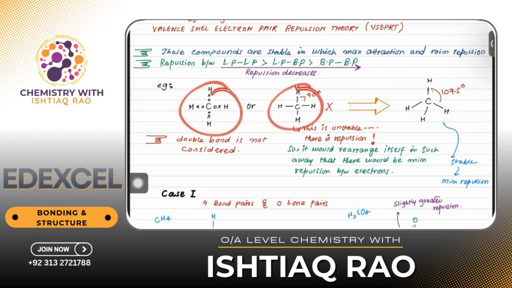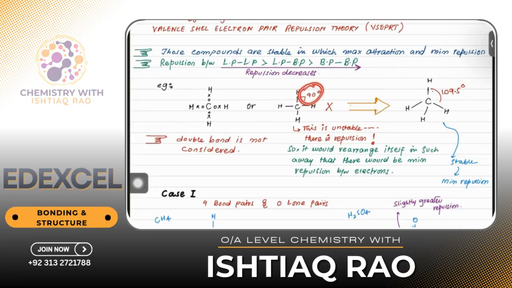We do this. This is the general thing. Technically, this diagram is incorrect. You know, the bond angle is 90 degrees. When the bond angle is 90 degrees, there would be repulsion, isn't it? Because the electrons are just close to each other. So when there is repulsion in a compound, the compound becomes unstable. Remember, it should be stable.